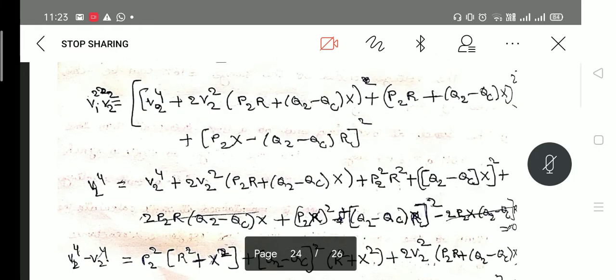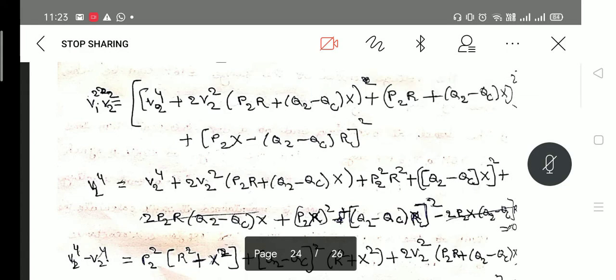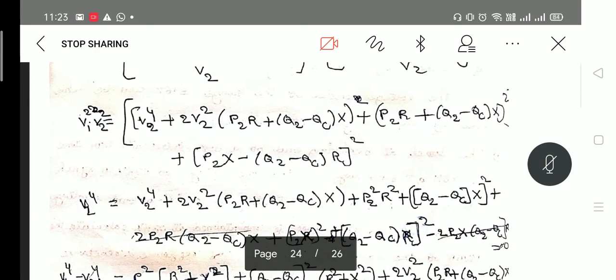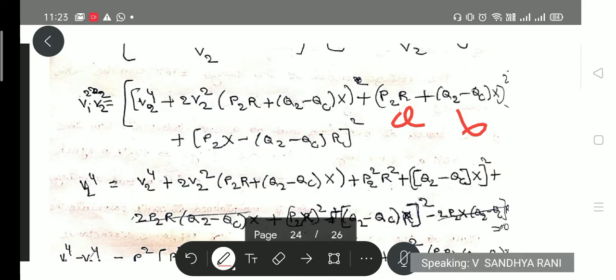Okay. V2 power 4, I am taking V1 is equal to V2. So, V2 power 4 is equal to V2 power 4 plus 2 V2 square P2R plus Q2 minus QC into X, as it is I wrote this one A plus B whole square. Again we can do A plus B whole square for this. What will we get? P2 square R square plus Q2 minus QC into X whole square plus 2 P2R into Q2 minus QC into X, right.